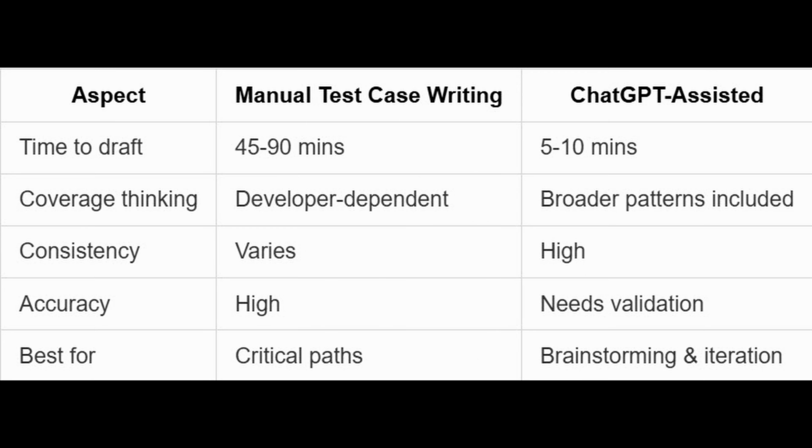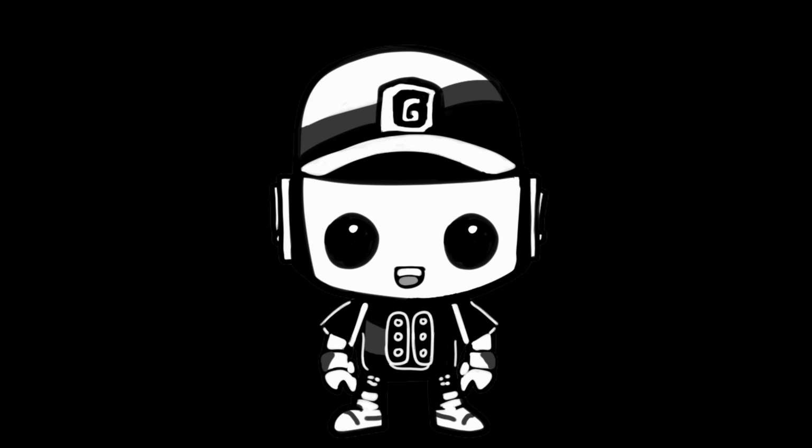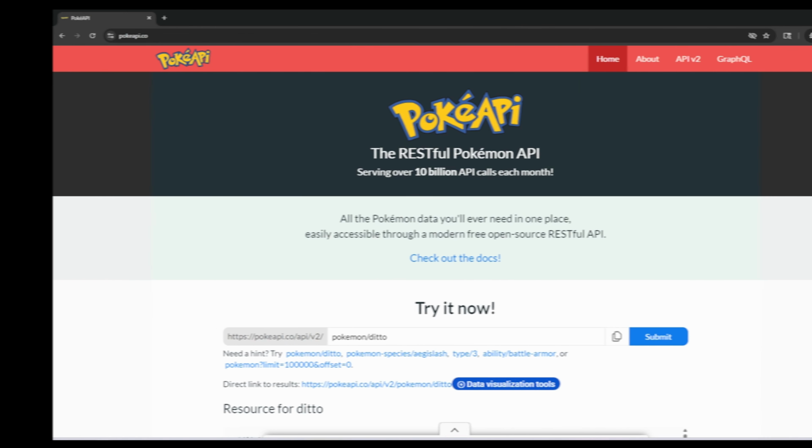Here's a quick comparison. Manual testing takes longer, but starts with high accuracy. ChatGPT is fast, but requires validation. The main goal here is to use both. ChatGPT will get you 80% of the way there, and you handle the remaining 20% with your domain knowledge and testing. Let's do a live example.